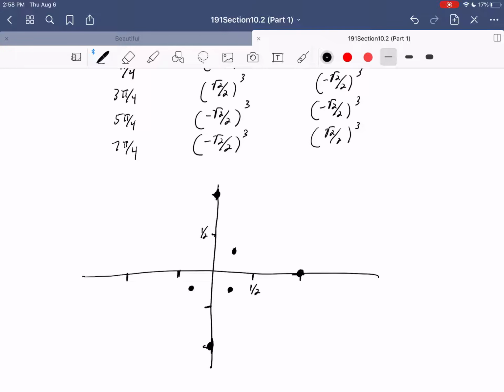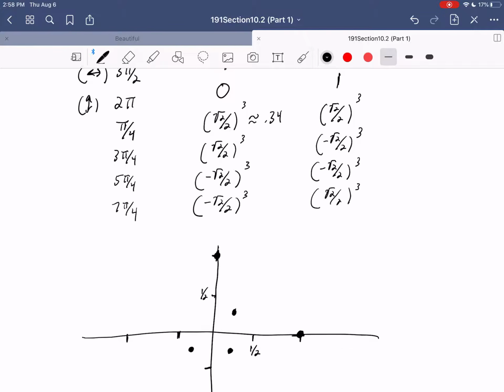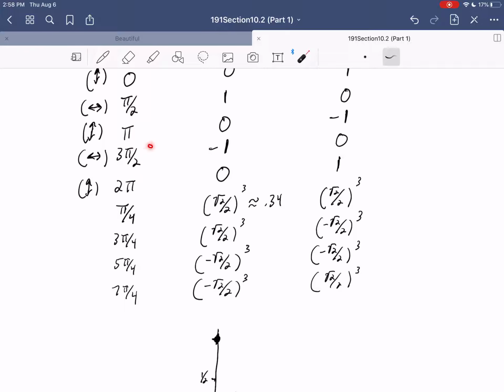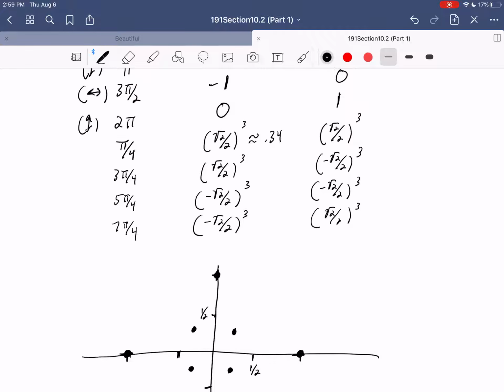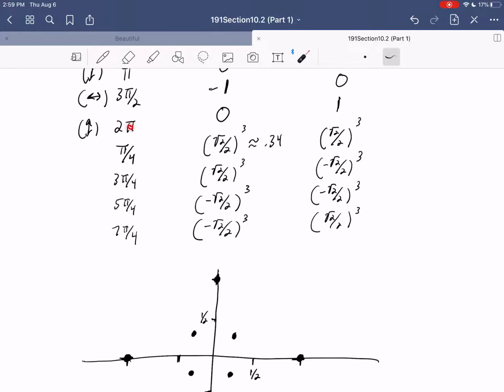Okay. Then after 5 pi over 4, we'd be at 3 pi over 2, which would give us the point -1, 0. So we'd be over here. And of course, it would go horizontal there for a moment. Then we'd have 7 pi over 4, which would give us negative 0.34 and about 0.34. So we'd be up here. And then finally, the last value of our parameter, 2 pi, would give us 0, 1. We'd be back to here, and it would be back to being vertical.